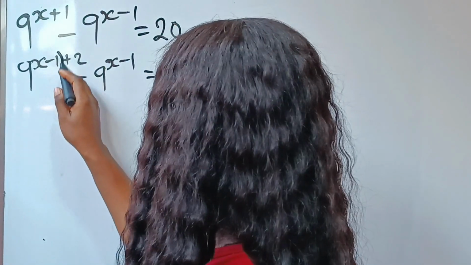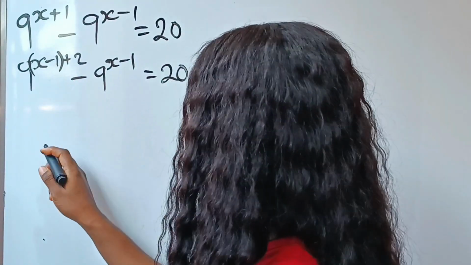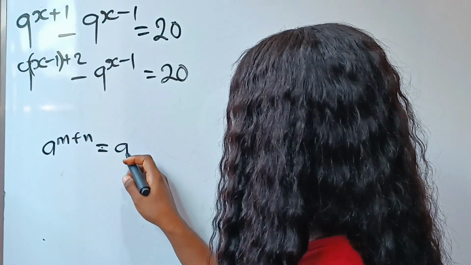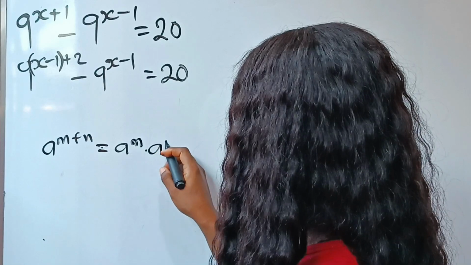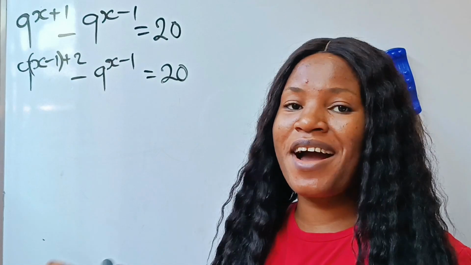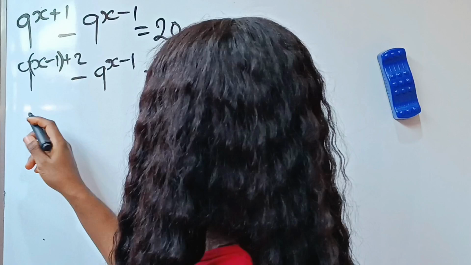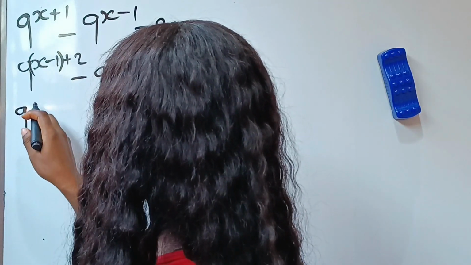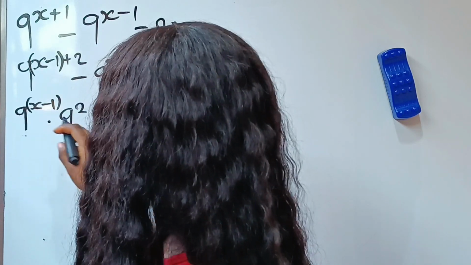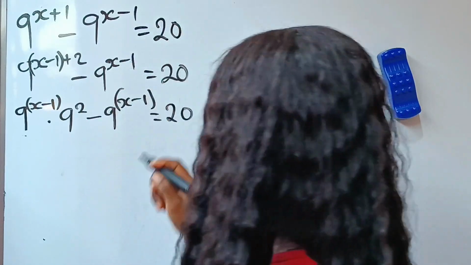Okay, now we can say this is 9 to the power of x minus 1 plus 2. When you have a to the power of m plus n, this is the same thing as a to the power of m multiplied by a to the power of n. Therefore, this is what we are going to do. We are going to write 9 to the power of x minus 1 multiplied by 9 to the power of 2, minus 9 to the power of x minus 1 is equal to 20.